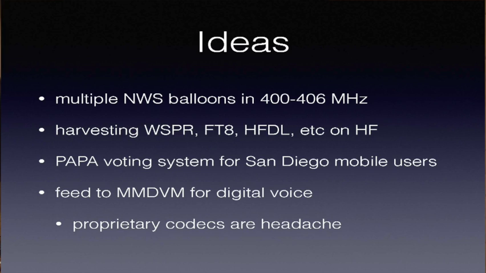If I can get a wider band HF front end, like one that can grab the entire HF band from 3 to 30, or 0 to 30 megahertz, I'd like to be able to harvest everything. Harvest every WSPR frequency and every band, every FT8 transmission, HFDL, high frequency data link, which is packet radio for commercial aircraft, and so forth, and any other mode you can think of.